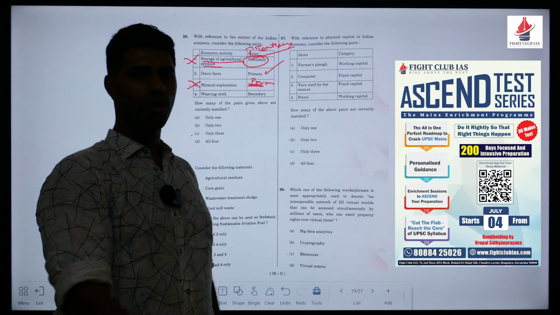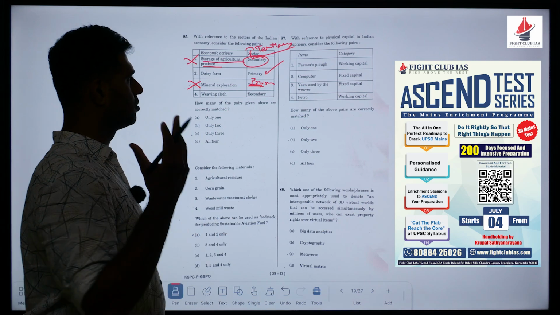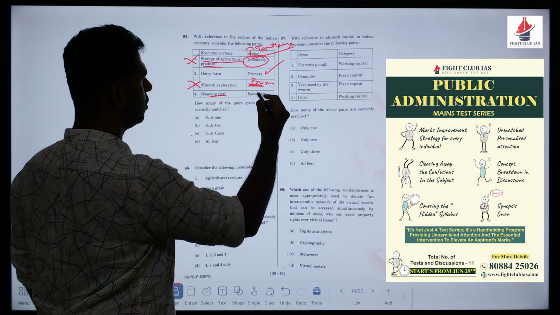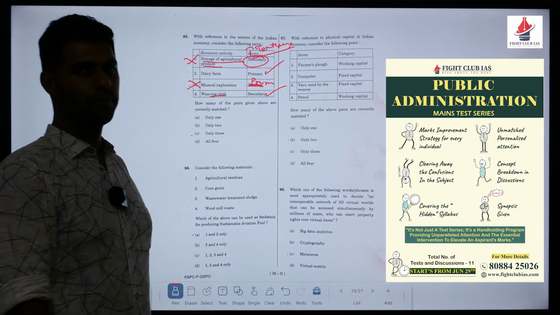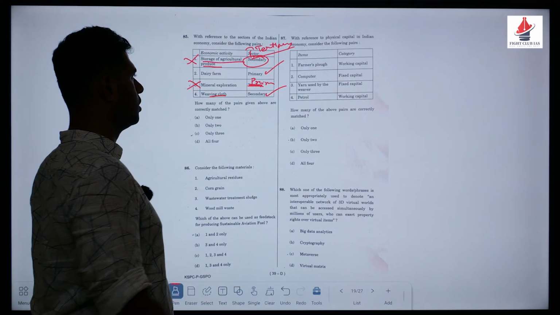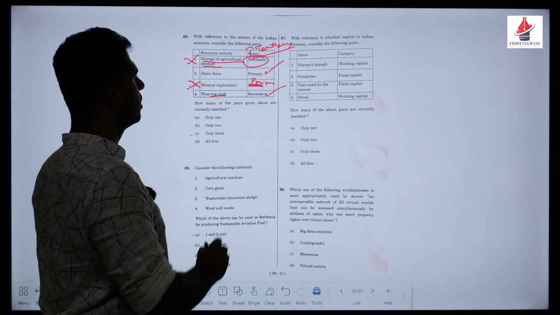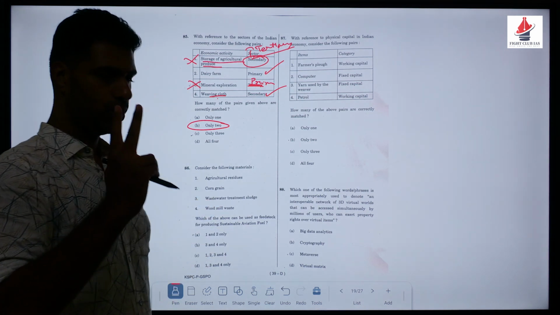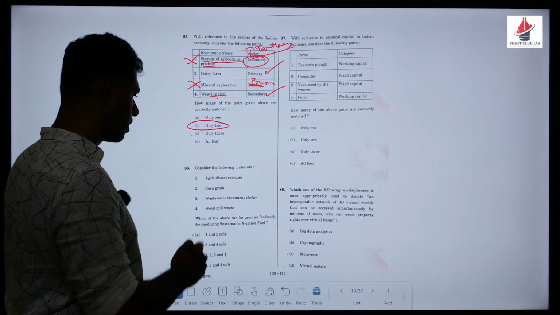You're extracting raw materials. Raw material extraction comes in your primary part. Weaving cloth. Weaving cloth comes in your secondary. It's a classic example of secondary sector where you transform the raw materials into products. Isn't it? So you find that 2 and 4 are correct. How many are correctly matched? Only 2. Moving to the next part.